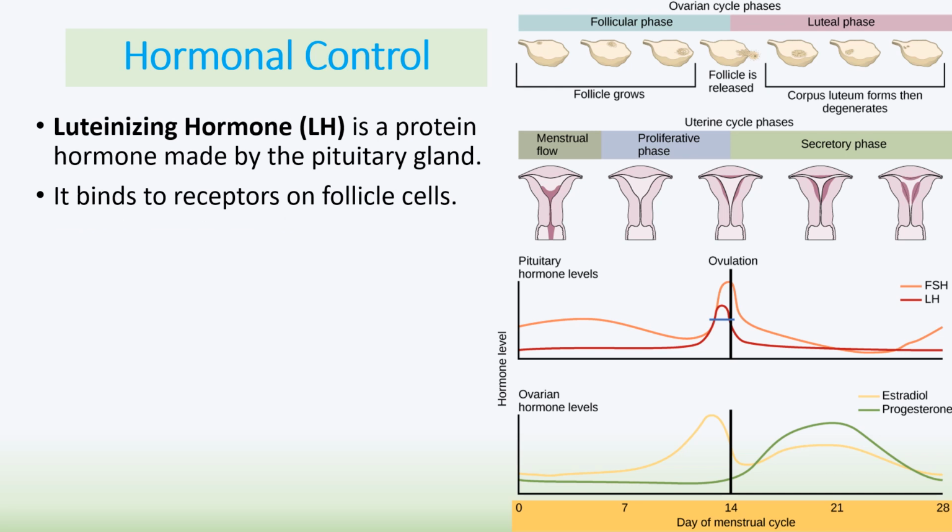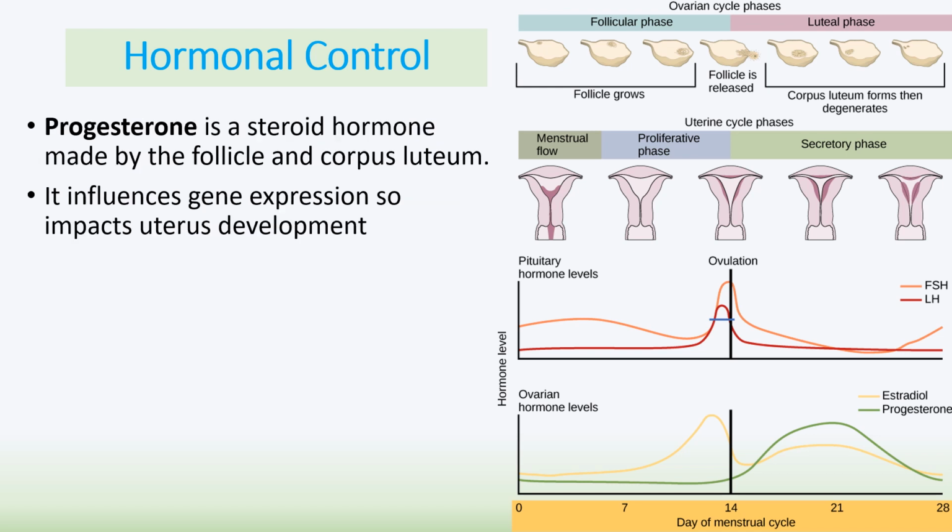Luteinizing hormone is a protein that is made by the pituitary gland. It binds again to the follicle cells in the ovaries, which then stimulates ovulation on day 4. Progesterone is a steroid hormone made by the follicle cells and the corpus luteum after the egg has been released, after the follicle has been released, I should say, that influences again gene expression on the uterus, and it maintains that uterus lining to the end of the cycle or longer if pregnancy occurs.